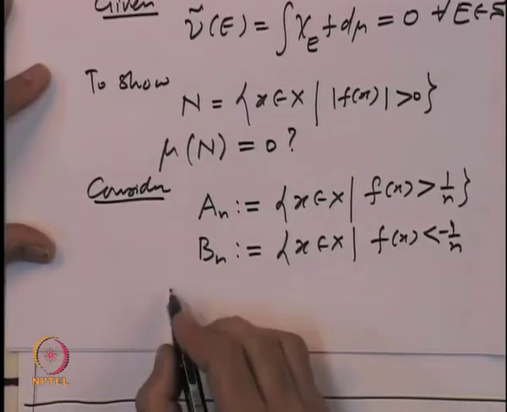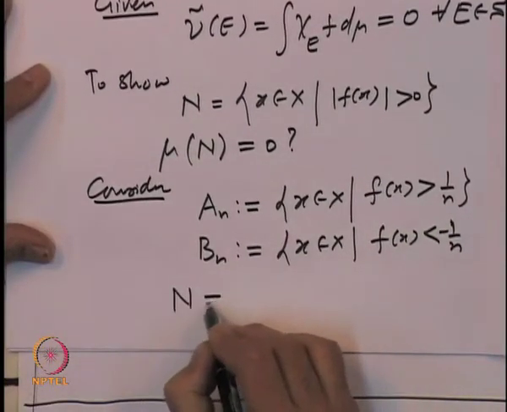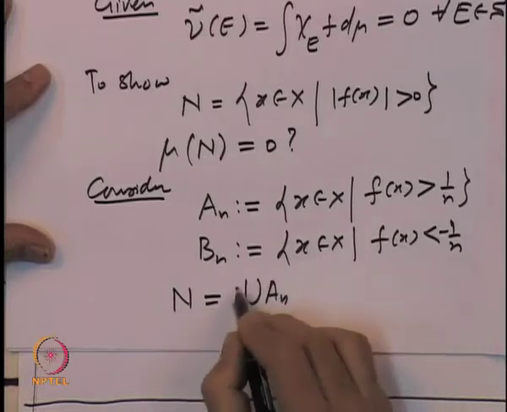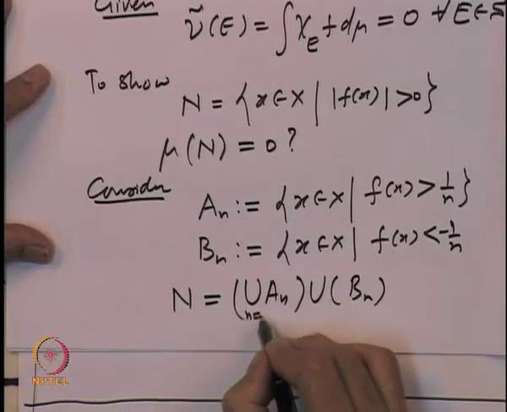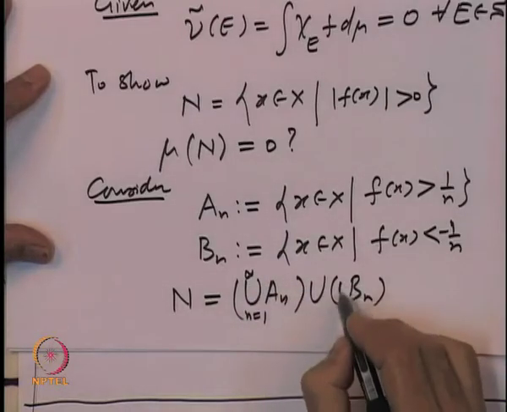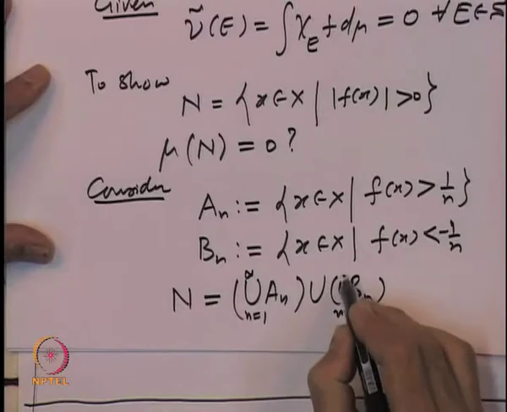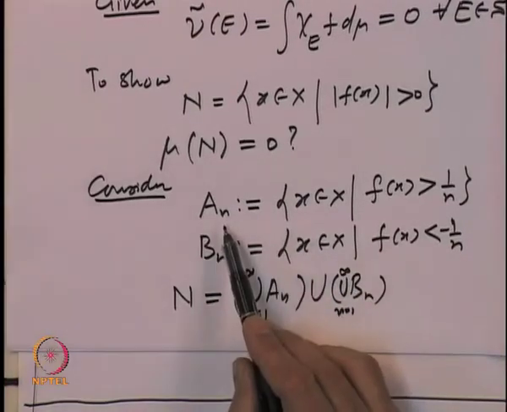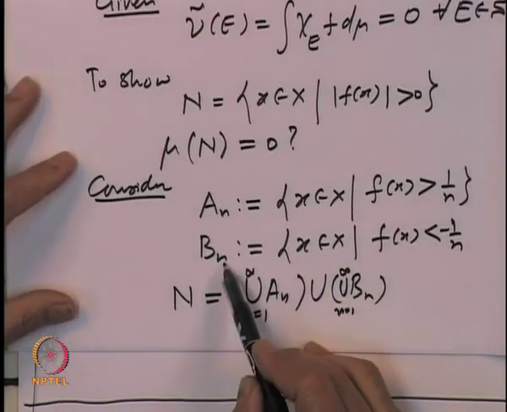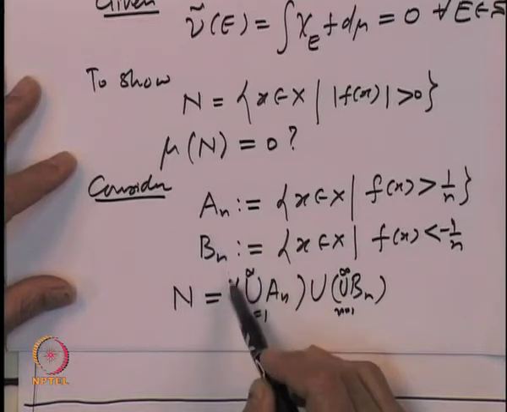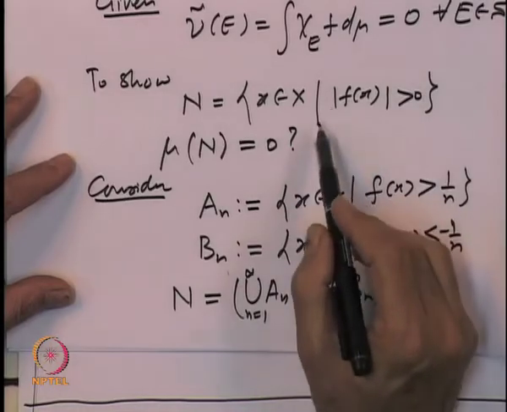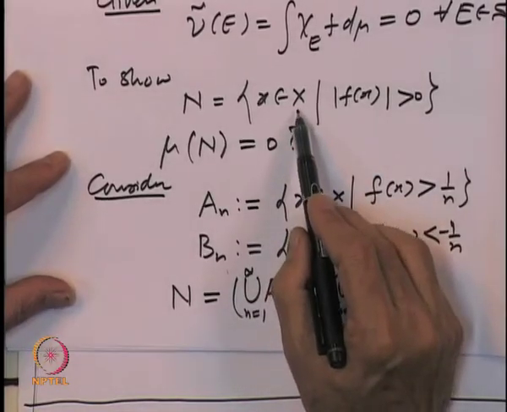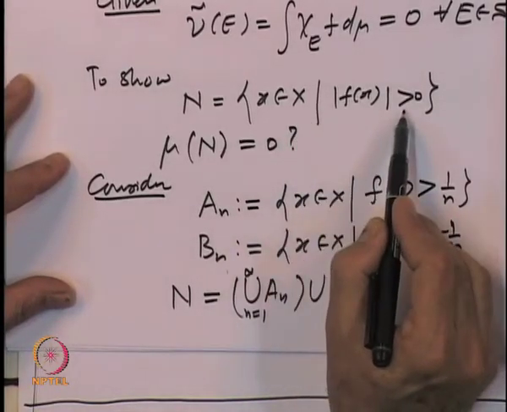So, now the claim is that the set N is nothing but the union over A_n, union over B_n, n equal to 1 to infinity. That means, all these sets A_n's and B_n's, if you take their unions, that is precisely the set N. And what is the set N? N is the set where f of x is not equal to 0.